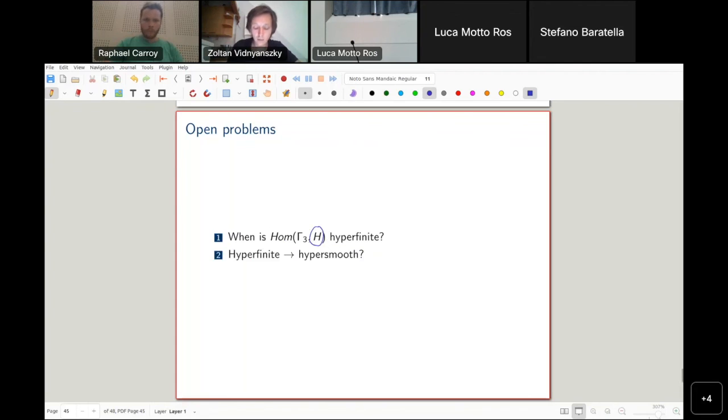You can have non-locally countable graphs. And for non-locally countable graphs, there is this notion of hypersmoothness. So assume that it's not hypersmooth. Is it true that the homomorphism graph is not hyperfinite? So what is the relation between these things?